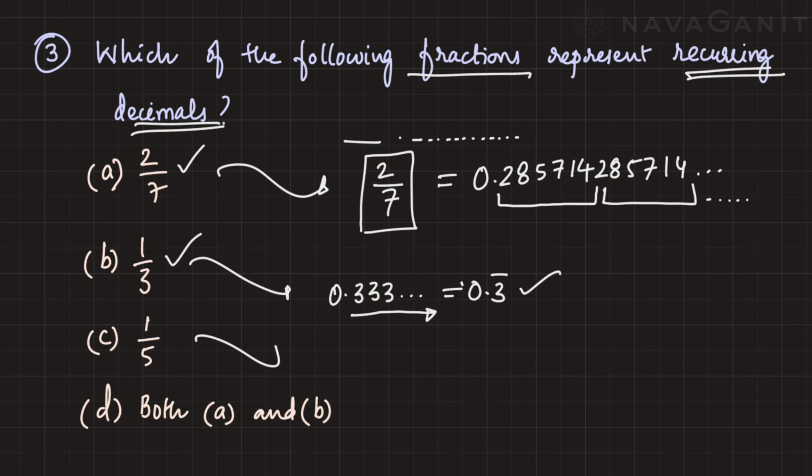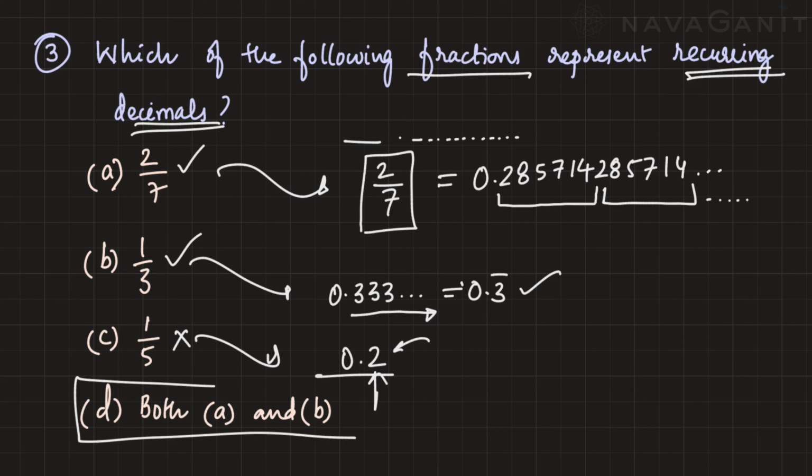What about 1 by 5? 1 by 5 is nothing but 0.2. So this is not recurring. This terminates with the digit 2. So this is a non-recurring decimal. So the correct answer is option D, that is both A and B.